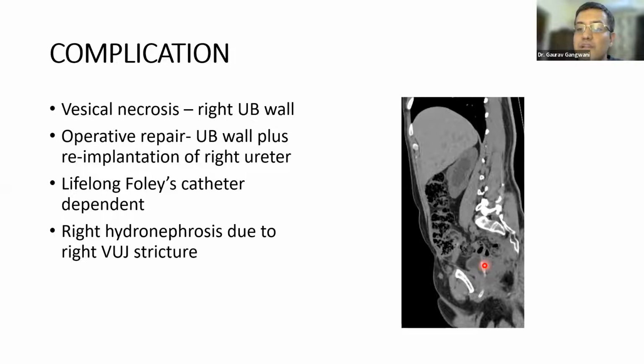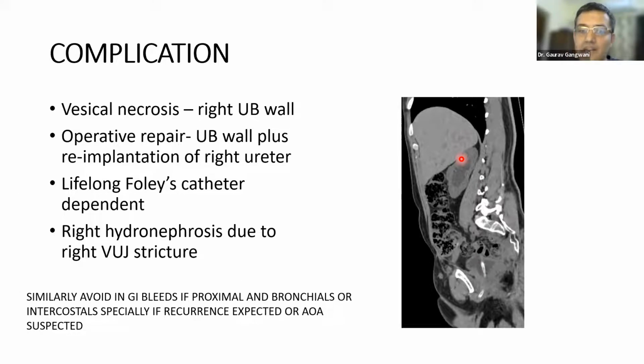Also, they had to reimplant the right ureter. They had to make a neo VUJ, which caused anastomotic stricture later on. And he also has a right hydronephrosis for which a DJ was tried, but it kept recurring. So he's on a lifelong PCN. So just this simple embolization caused him to be on a lifelong Foley's and a lifelong PCN. So that is the extent to which things can turn bad.